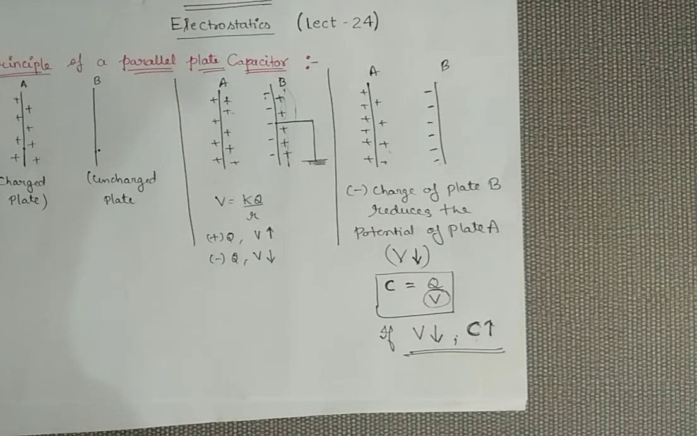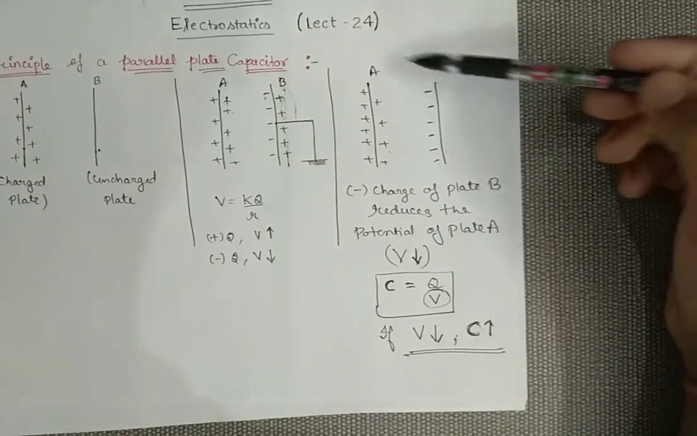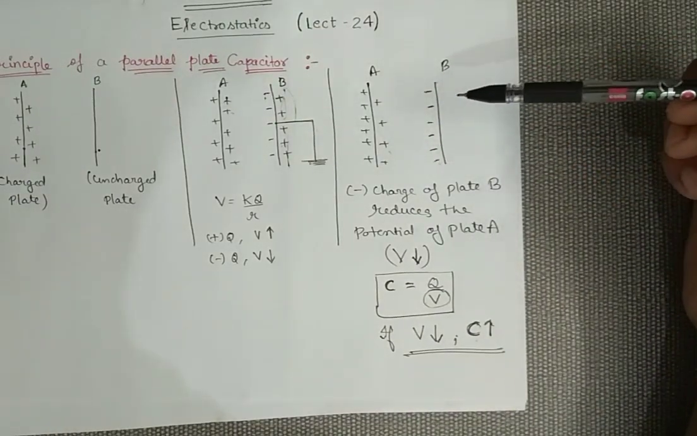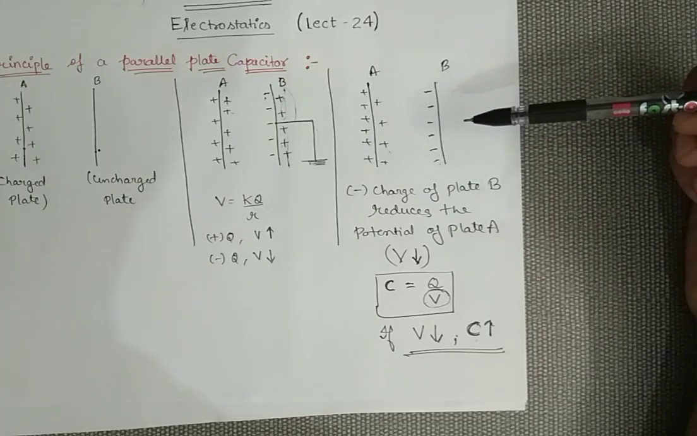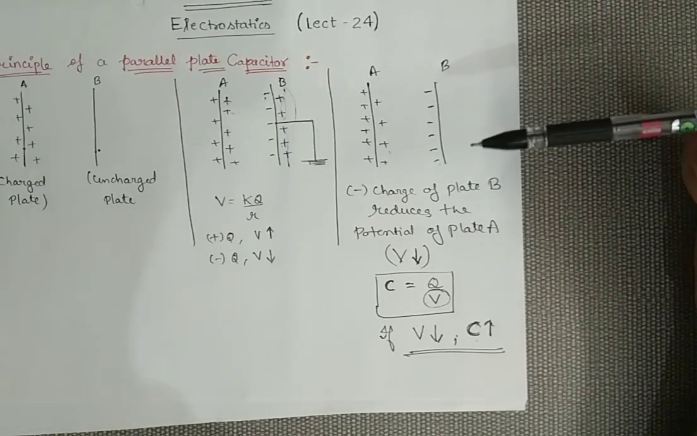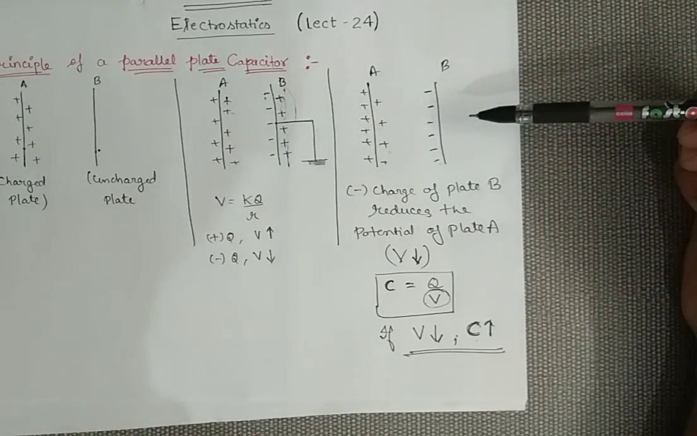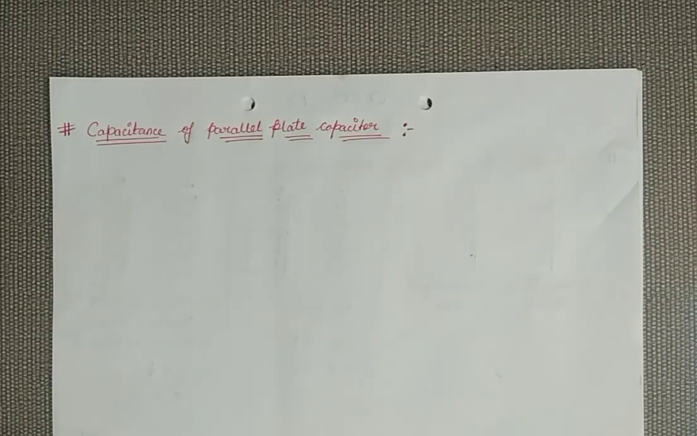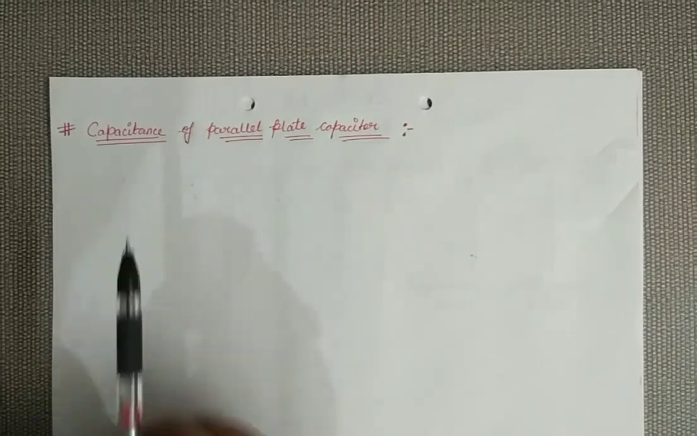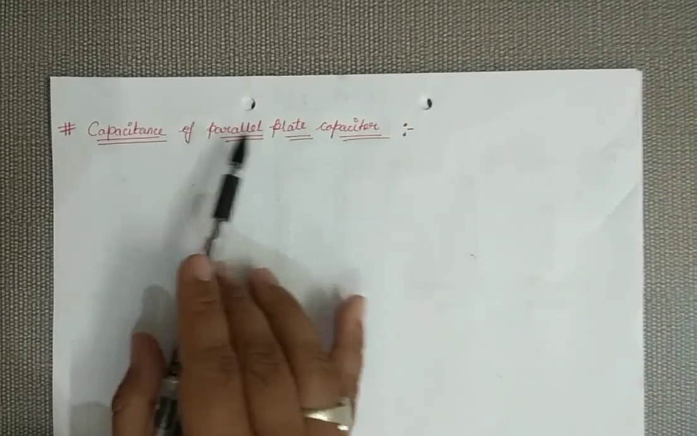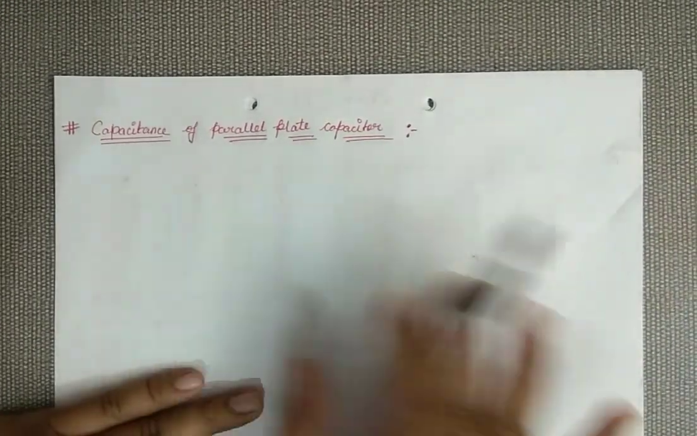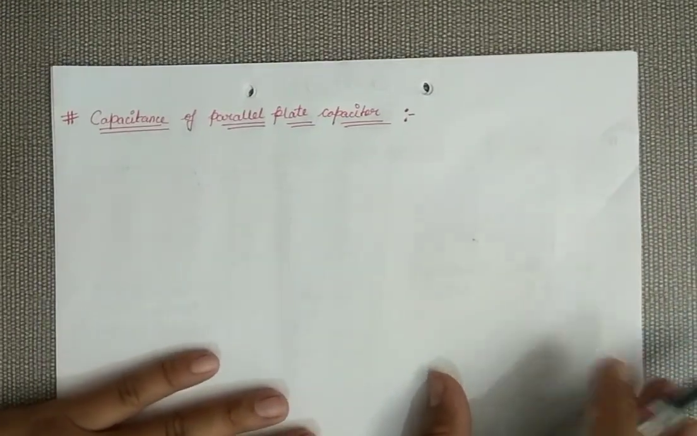So this is just a basic principle. You have to memorize that we are decreasing the potential in order to increase the capacitance, and such a capacitor is called a parallel plate capacitor. So let's see what is the formula for this parallel plate capacitor. So moving forward, we will discuss the capacitance of a parallel plate capacitor. Now this topic is very important from the derivation point of view.